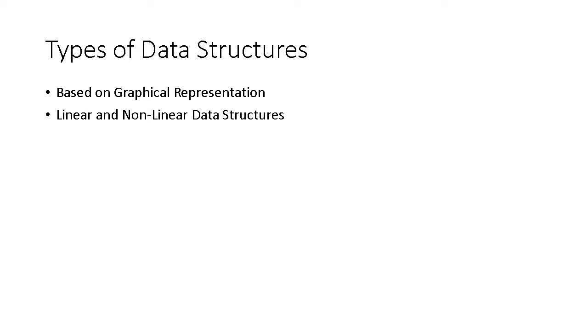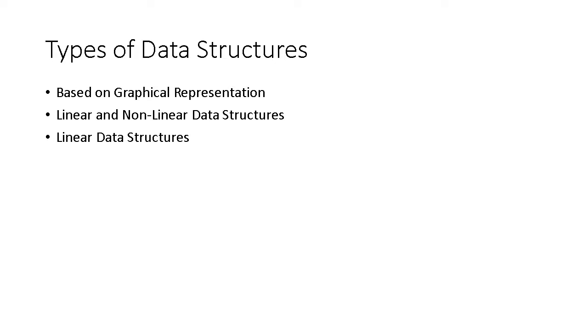Data structure types are divided based on how the memory allocation is performed, how the graphical representation of that data structure looks, and what is the life of the contents of that data structure. Based on that, different types are divided. First is based on graphical representation of data structure. We can graphically represent different data structures linearly or non-linearly. So based on that we have two types of data structure: linear data structures and non-linear data structures.